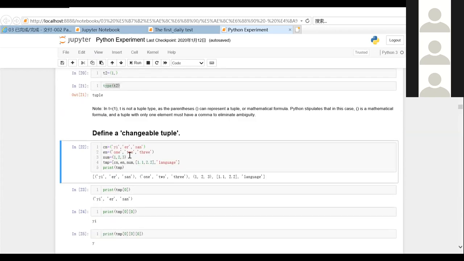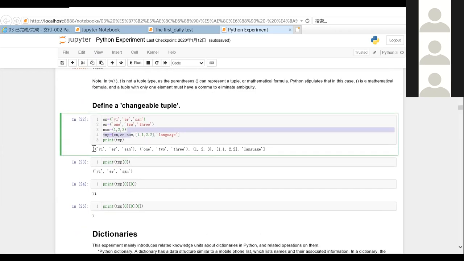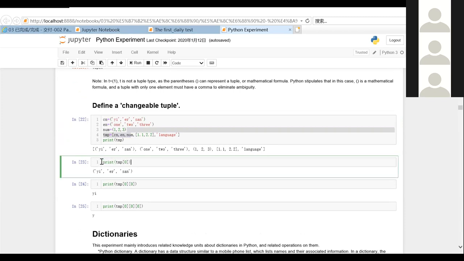And for a tuple, if we want to index a tuple, the method is the same as with the list. The index also starts from zero: 0, 1, 2, 3, 4, 5, and the inverse index also starts from -1.